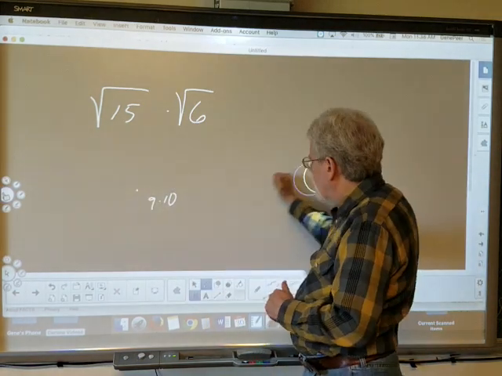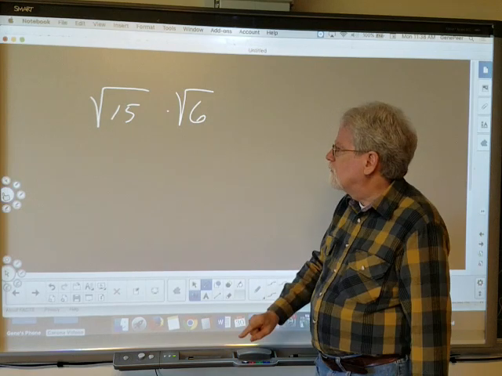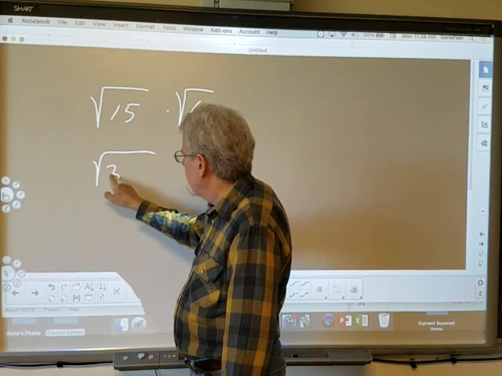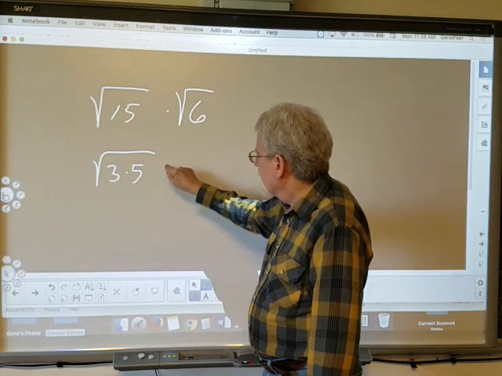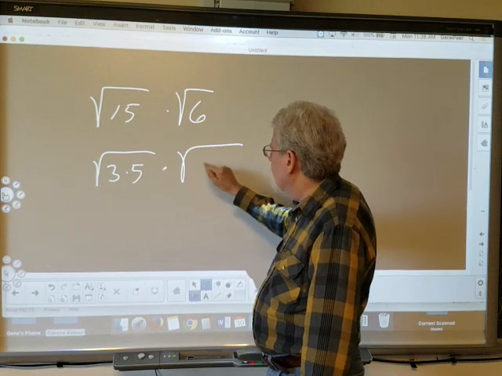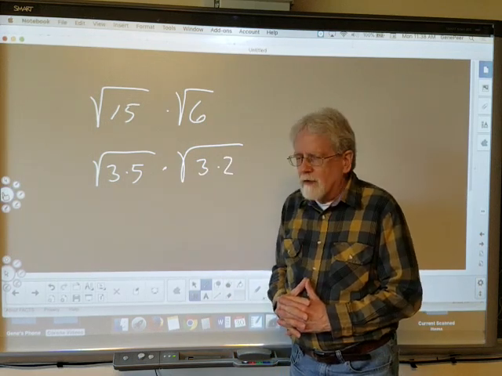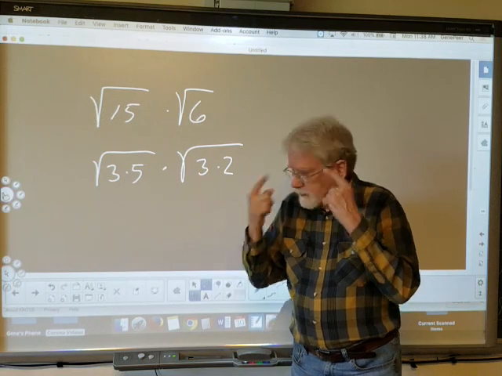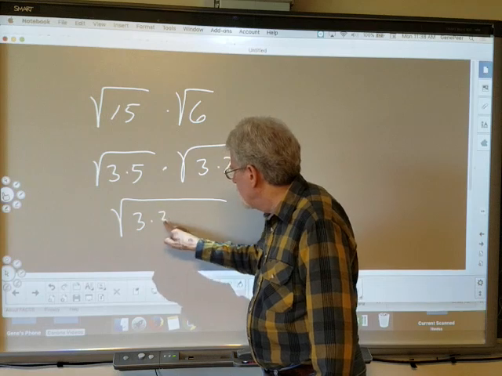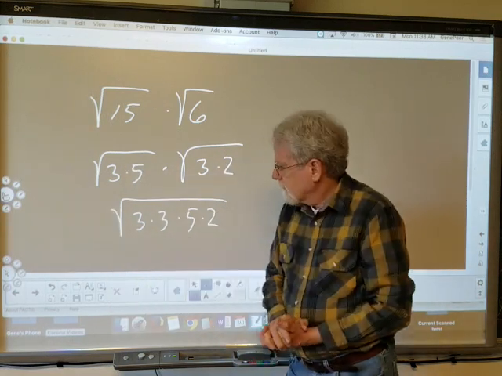In this case, I think that was the easiest way, but there is an alternate approach. How about if we factor 15 and write it as 3 times 5? And then we factor the 6, write it as 3 times 2. Now, a lot of this work we would do in our head, but this would become square root of 3 times 3 times 5 times 2, putting it all together.